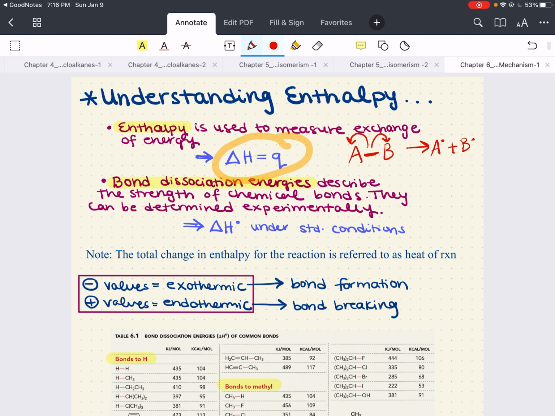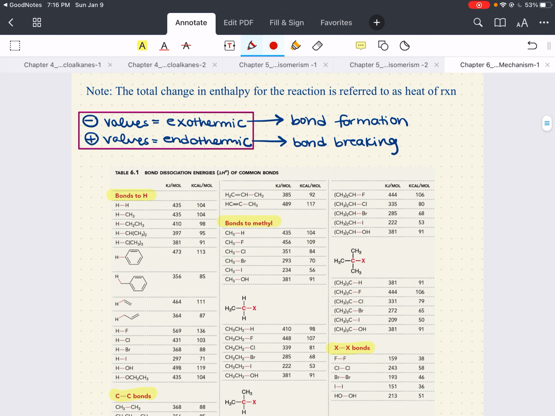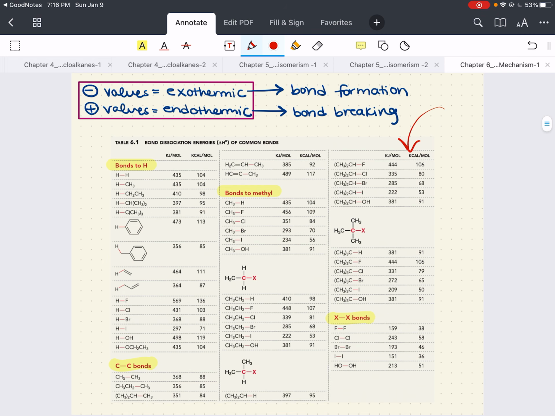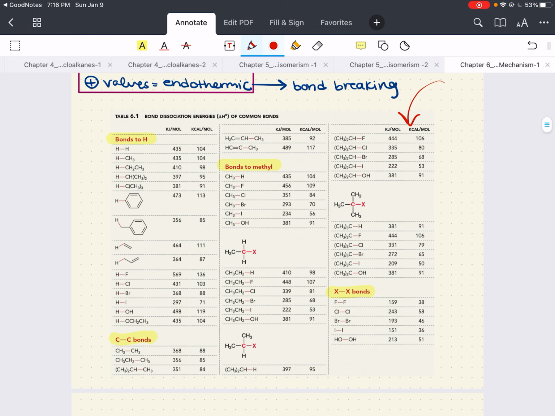So bond dissociation energies describe the strength of chemical bonds, and it is more specifically defined, right, as the standard enthalpy change when this occurs. Now, these values can be determined experimentally for bonds, and you can see these values for common bonds in this table right here. This is in the David Klein textbook. All right, and it's very useful, and you're going to be using this table to do practice problems in regards to the bond dissociation energy of a whole reaction.